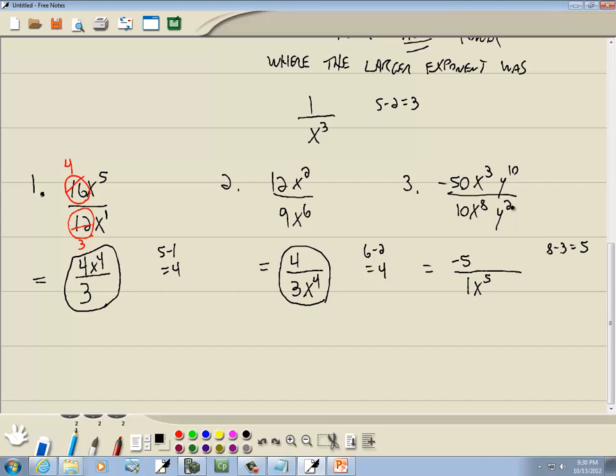Now y to the 10th over y squared. You got y to a power over y to a power. Subtract a smaller exponent from a larger one. 10 minus 2 gives us 8. And we're going to have y to that power where our larger exponent was, which was on top. And the 1 disappears down below. So we got negative 5y to the 8th over x to the 5th.